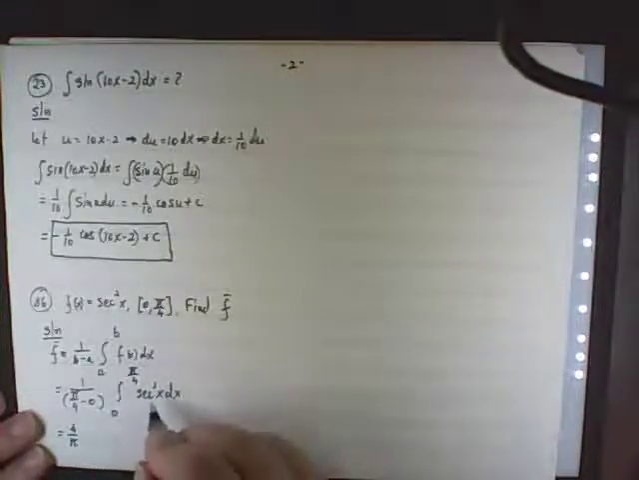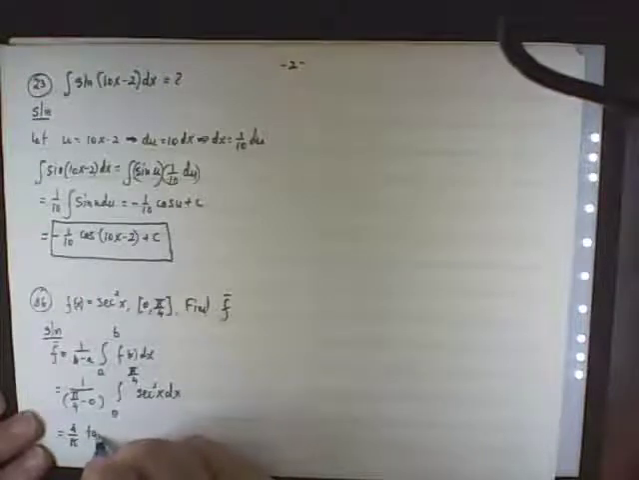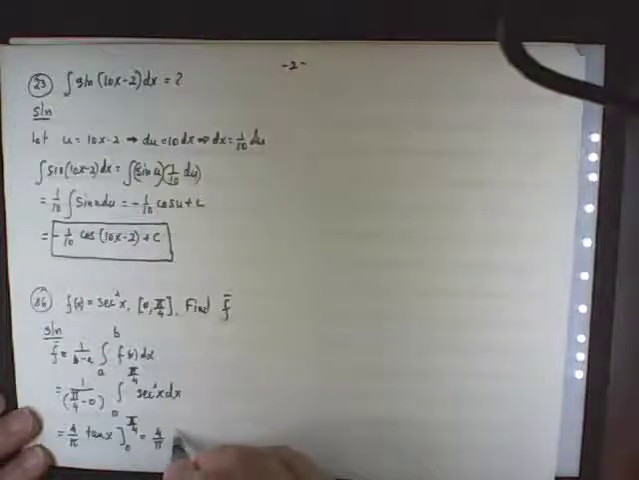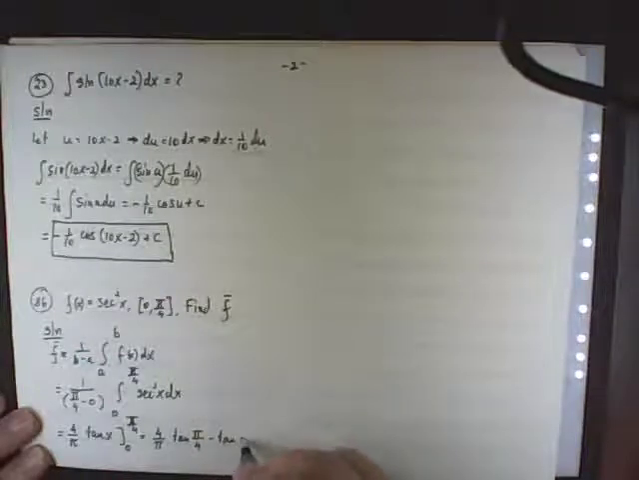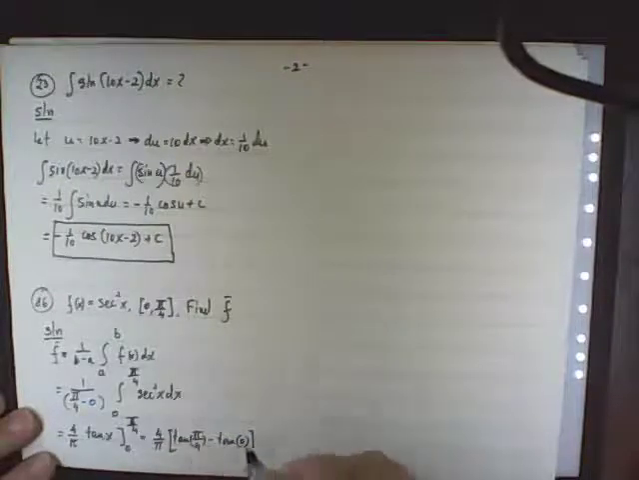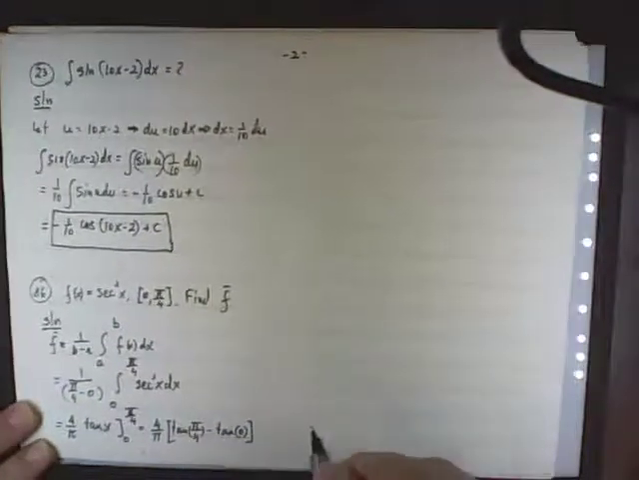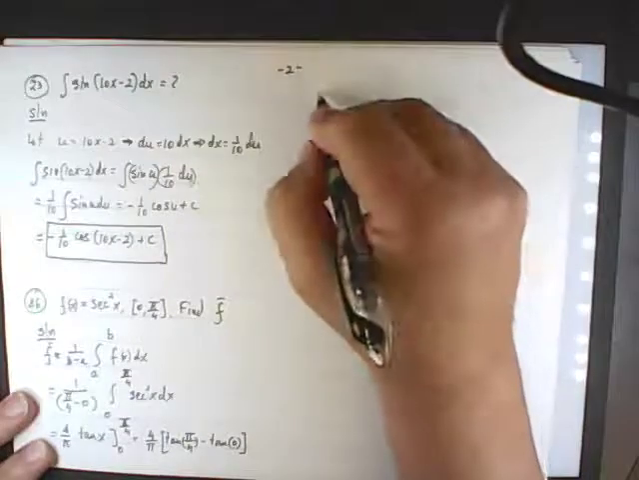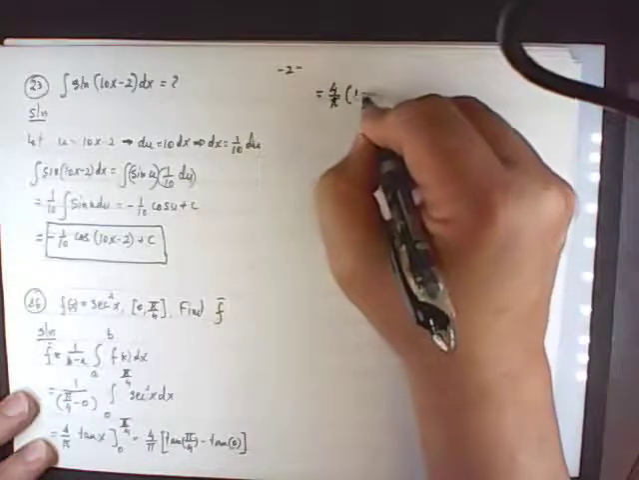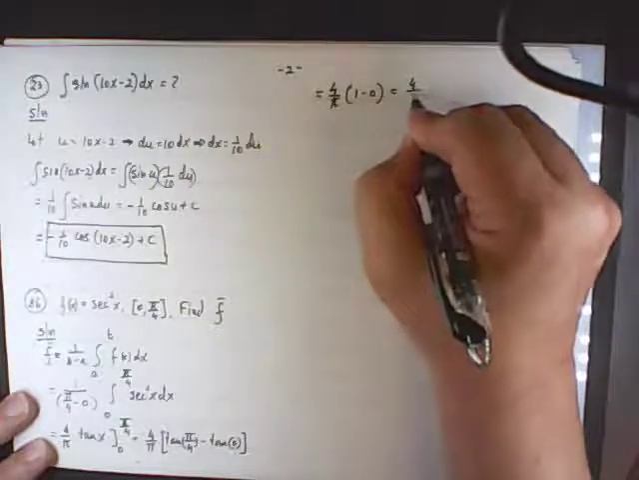Okay? And now the antiderivative of the secant squared is the tangent, and the tangent evaluates from 0 to pi over 4. Well, if you recall, tangent of pi over 4 is 1, and tangent of 0 is 0. So you end up having 4 over pi times 1 minus 0, or simply 4 over pi.